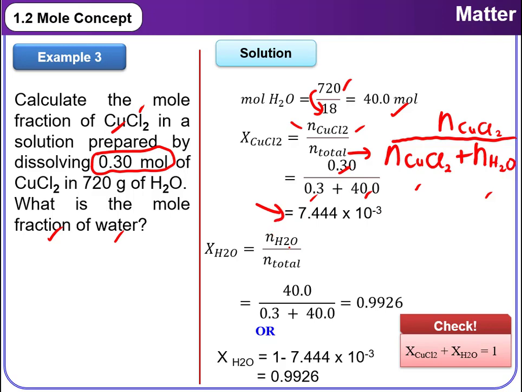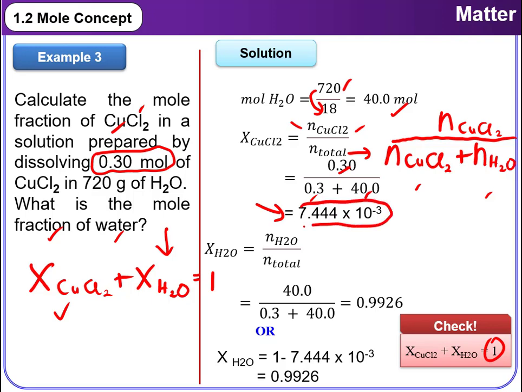Since we know that the total of mole fraction of copper chloride plus mole fraction of water equals 1, right? Since you have done the mole fraction of copper chloride, how to get the mole fraction of water? 1 minus the answer just now. Okay, this way, you have the mole fraction of water is 0.9926.